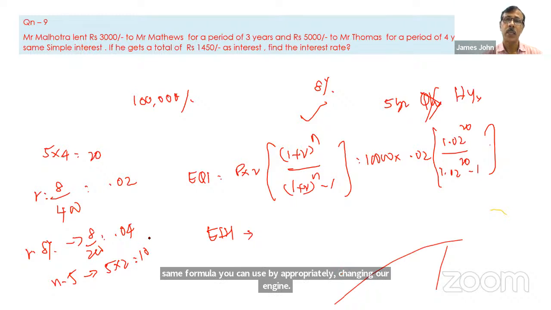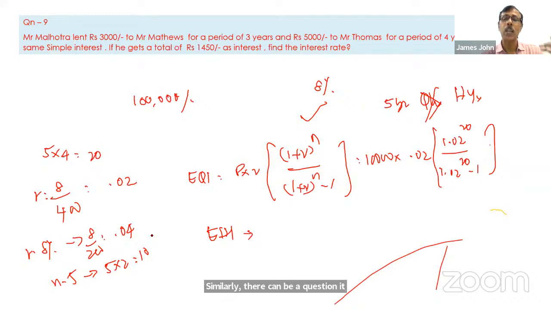Similarly, there can be a question, equated annual installment. Not monthly. EMI is equated monthly. Quarterly means EQI. Half yearly means equated half yearly. Or suppose annually, the loan of 10 lakh is given. That is to be repaid in 5 equated annual installments. Then how to proceed? No change. If it is 8%, R takes 8%. If it is 5-year, N takes the value 5. Straight away, apply the formula. Got it?